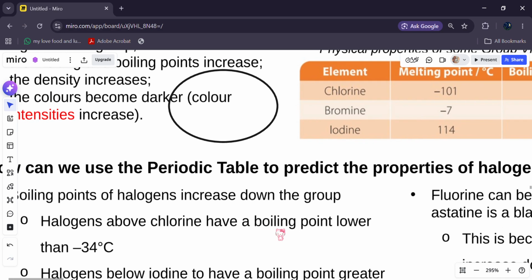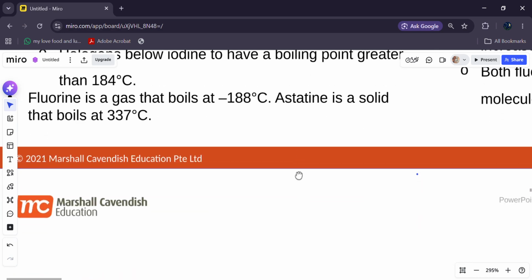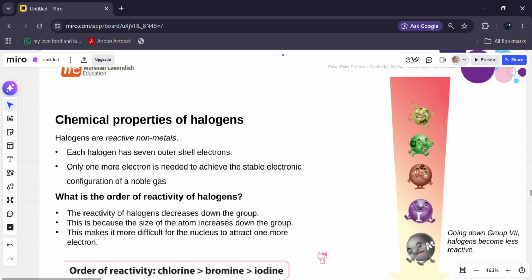So now let's move on to the chemical properties of halogens.